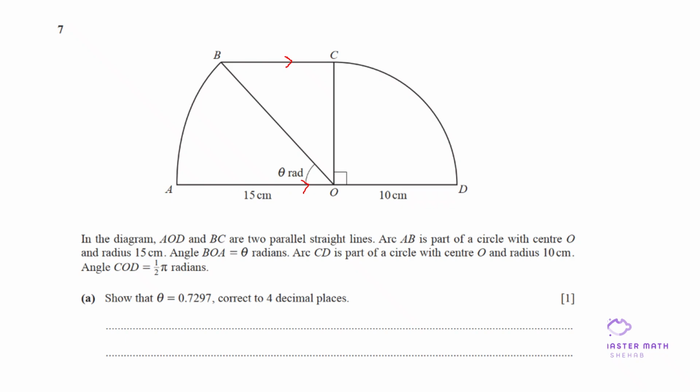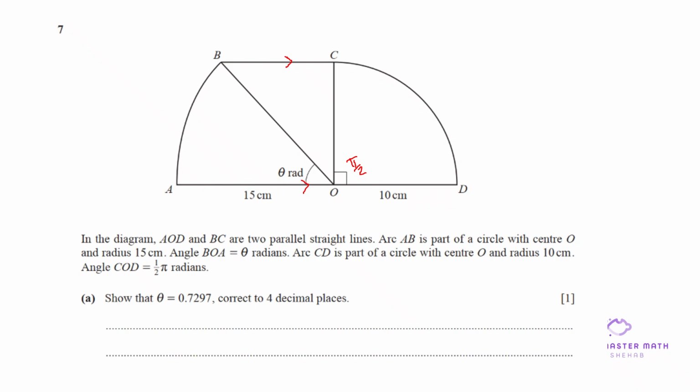Angle BOA is equal to theta radians. Arc CD is part of a circle with center O and radius 10. And the angle COD here is pi by 2 radians. Show that theta is equal to 0.7297, correct to 4 decimal places. So we have to find the value of theta here.